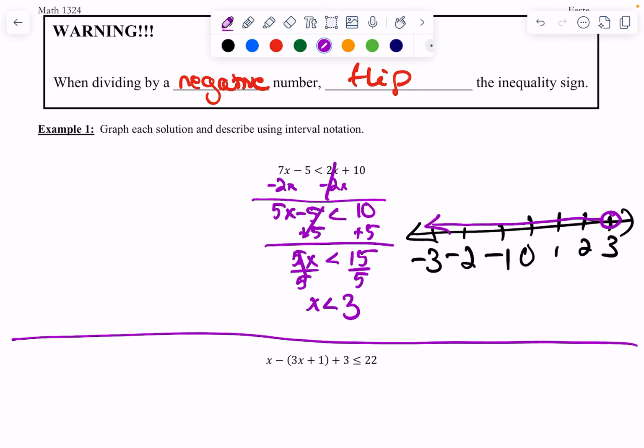Interval notation for this, again, we start looking at it from the left. So on the left side of what we just drew, the arrow, it keeps going and going. So we have to start from negative infinity, and that is with the parentheses. We end up on the right at number 3, and because it's not included, we're going to close the parentheses also.